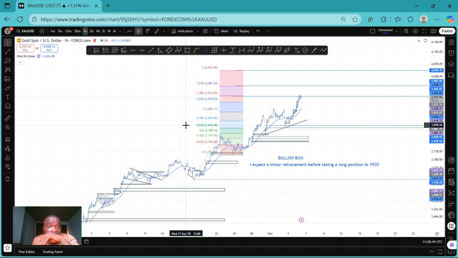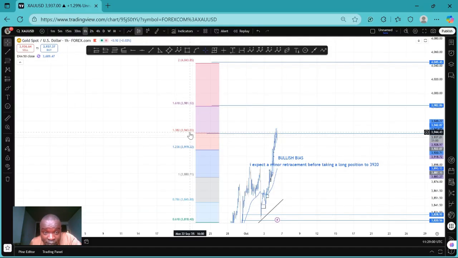So nevertheless, this was what gave me this. For now we have gotten to the 1.382 trend-based Fibonacci extension level. And the first one I drew, which I've erased, was the 1.236 trend-based Fibonacci extension level. Let me remove it.